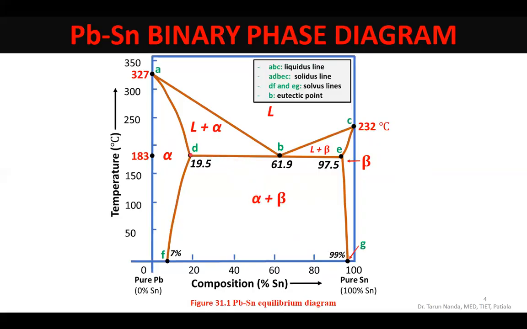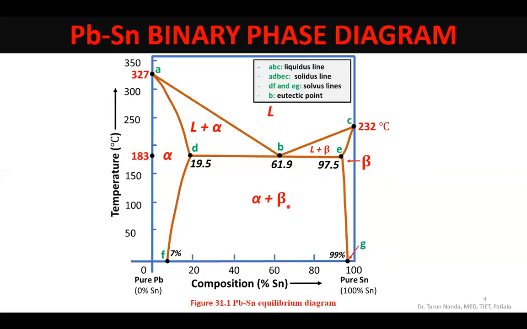So suppose you have any alloy and it is at this temperature, say the eutectic temperature, alpha contains 19.5 tin in it, beta at the eutectic temperature contains 97.5 tin. So that means solute, that is lead, is only 2.5, and this is at 183 eutectic temperature. Maximum tin that alpha can contain and maximum lead that beta can contain.